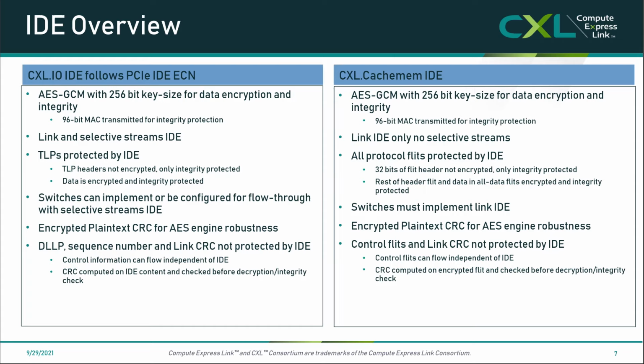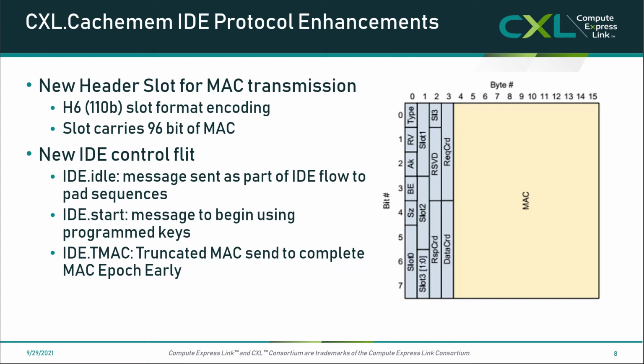So now let's go further and explore more details about CXL CacheMem IDE. CXL CacheMem IDE requires a couple of minor protocol enhancements to enable the use of IDE. There are two parts. One is a new header slot. Right? This is a slot to carry the MAC information, and header slots normally carry 96 bits of information. So in this header slot, all of the information in the slot is MAC. So 96 bits of MAC is transported. The IDE also introduces a new control flit, and this IDE control flit has three sub-messages, and let's walk through this.